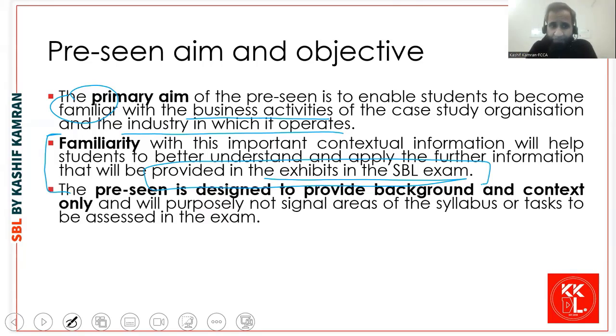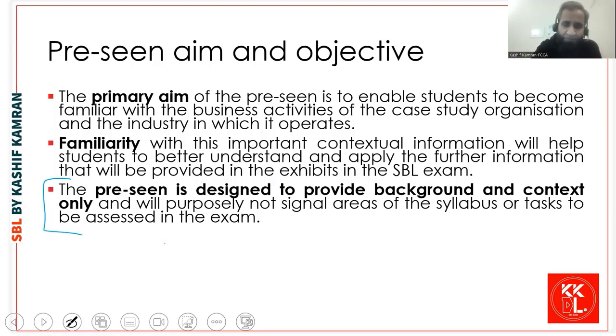Bullet number 3: the pre-seen is designed to provide background and context only, and will purposely not signal areas of syllabus or tasks to be assessed in the exam. This is the most important bullet, which all of you should listen to very carefully. Look at this bullet number 3. ACCA is telling us that the purpose of pre-seen is just to build the background, just to build the context. It's just to give you an overview.